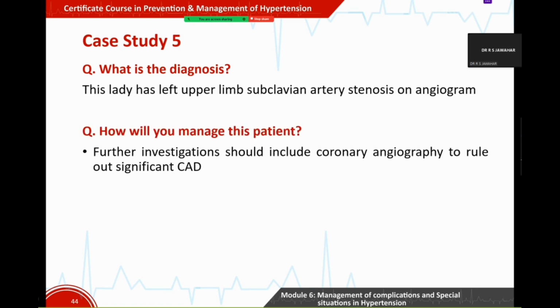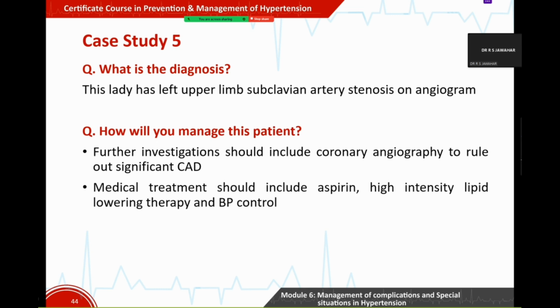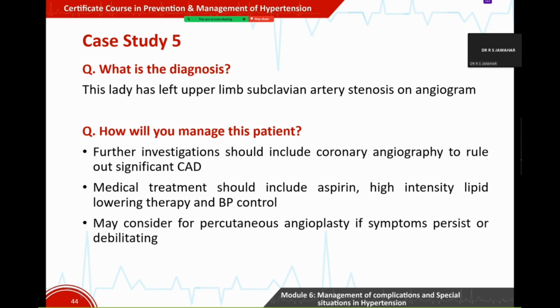How will you manage? Coronary angiography to rule out disease, and medical treatment: aspirin, clopidogrel, high intensity lipid-lowering, and BP control, sugar control, etc. May consider percutaneous angioplasty.